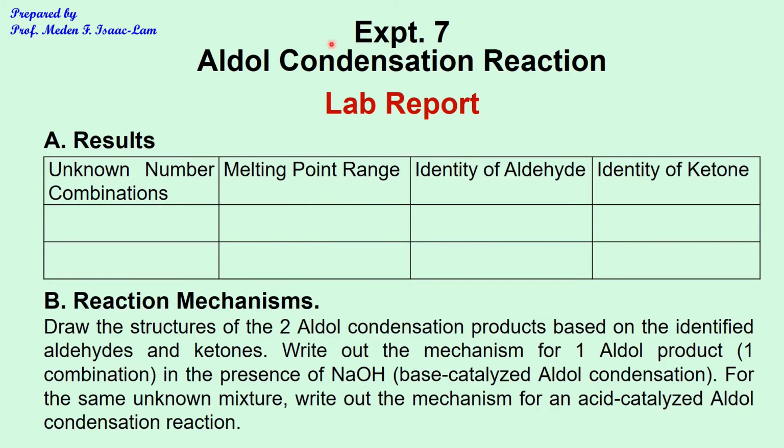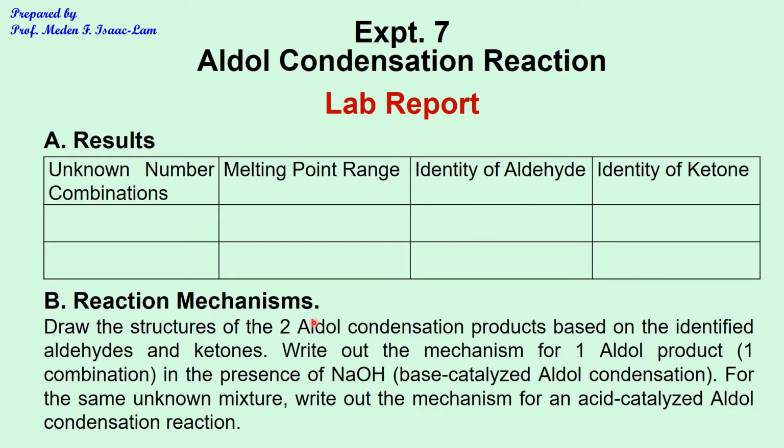Lab report for experiment 7. Part A, results. Based on the previous slide, each one should have 2 unknown number combinations with the corresponding melting point range. From the melting point range, you should be able to identify the aldehyde and ketone for that combination. So you should have 2 aldehydes and 2 ketones.